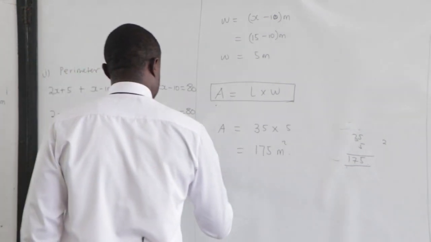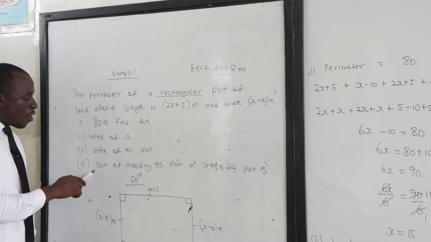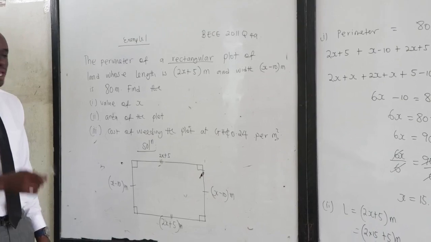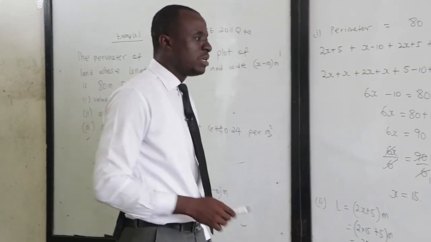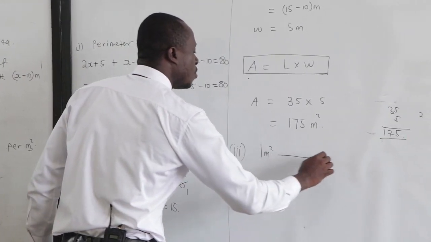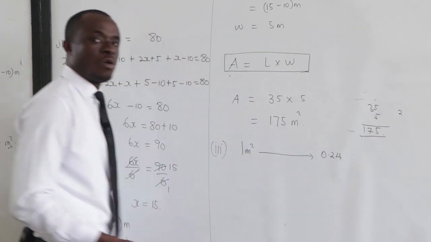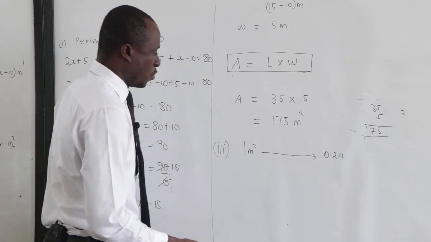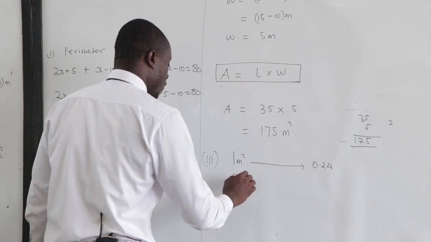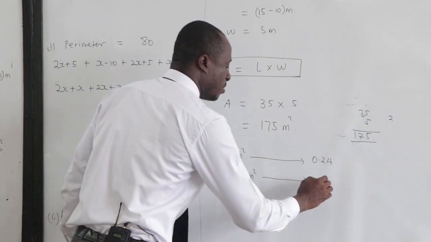Now, what is the third one? The third one is saying that the cost of weeding the plot is 24 pesos per meter square. So here, what can we deduce? It means that for every meter square, you are supposed to pay 0.24 pesos. Now, for 175 meters square, how much are we going to pay? We don't know the amount that we are going to pay.